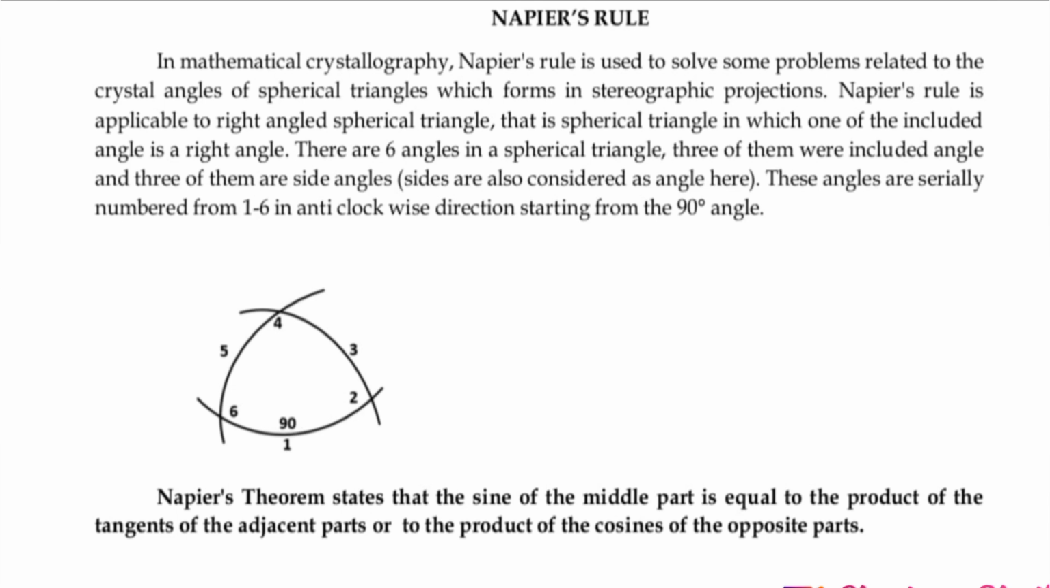In mathematical crystallography, Napier's rule is used to solve some problems related to the crystal angles of spherical triangles, which form in stereographic projection. Napier's rule is applicable to a right-angled spherical triangle. So here a spherical triangle is given below. This is a spherical triangle in a crystallographic projection, in which one of the included angles is a right angle. So this is the right angle which is given here.